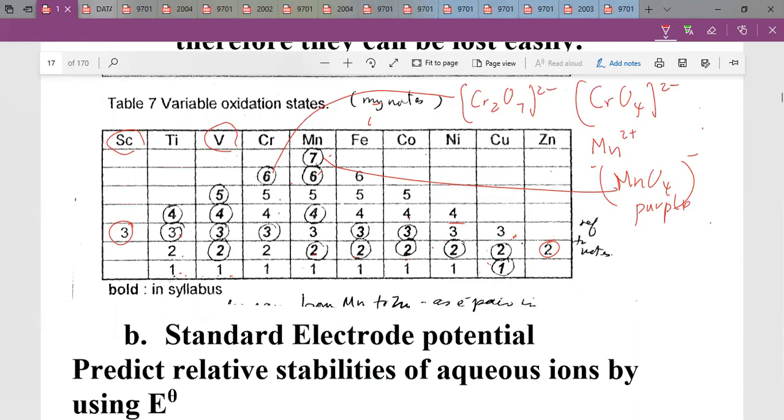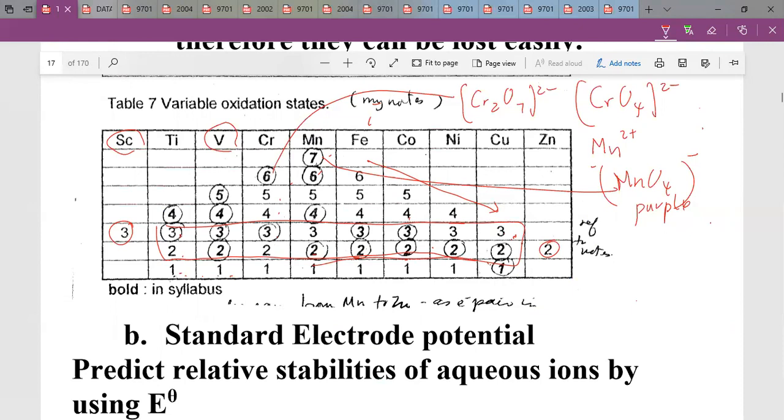As you go down, you get less and less. Why? Because the nuclear charge increases, so the pull of the nucleus towards the outer electrons becomes stronger. So as you lose electrons, they become harder to lose. That's why it decreases here. But the interesting thing is, they all have plus 2 and plus 3. Very important, these two here. These are the common ones. Plus 2 and plus 3 are common throughout.